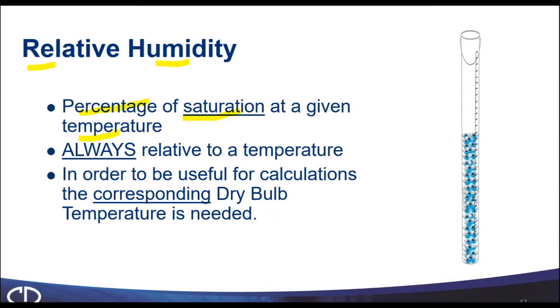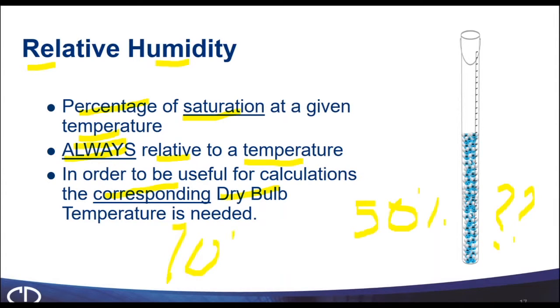relative to a temperature. So if we are talking to someone and they say, I have an application and it's 50% relative humidity. That's my target. Well, that's going to raise questions because we don't have the corresponding condition. We need to have a corresponding condition. Dry bulb would be most normal. And so let's say that they're going to tell us it's 70 degrees dry bulb temperature.